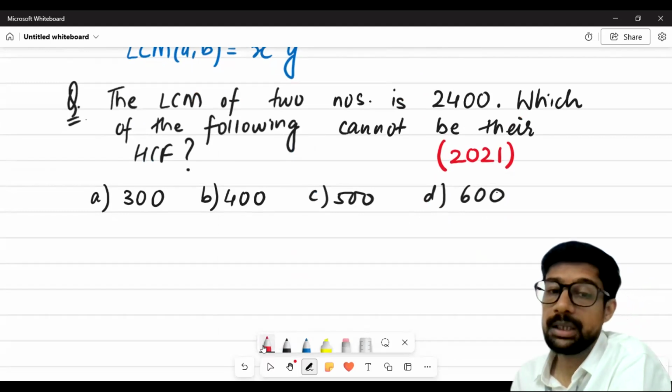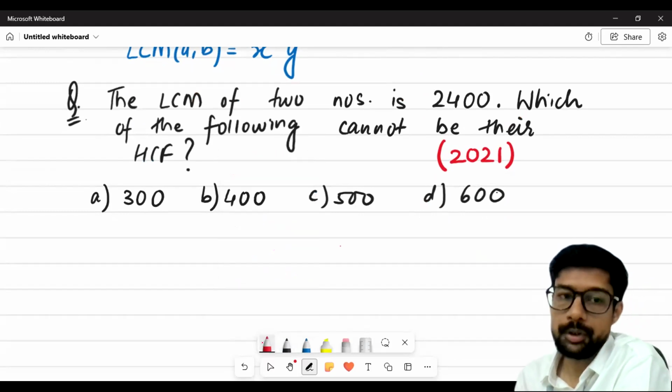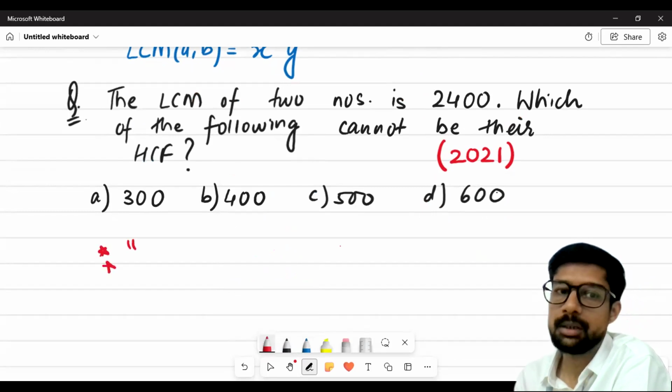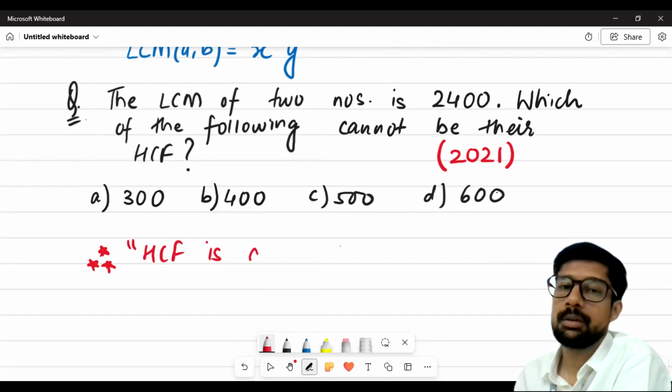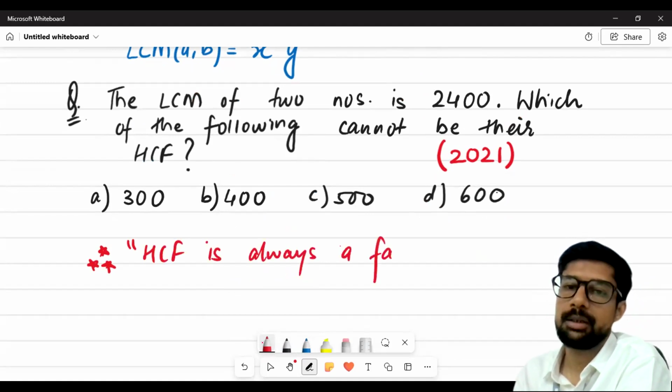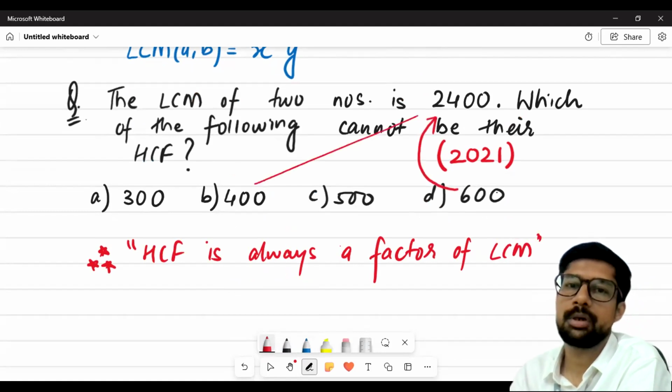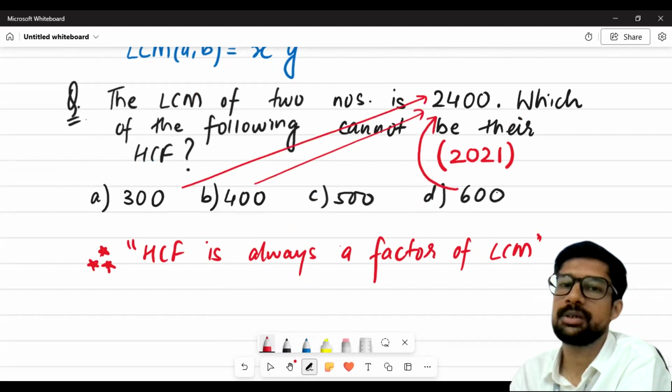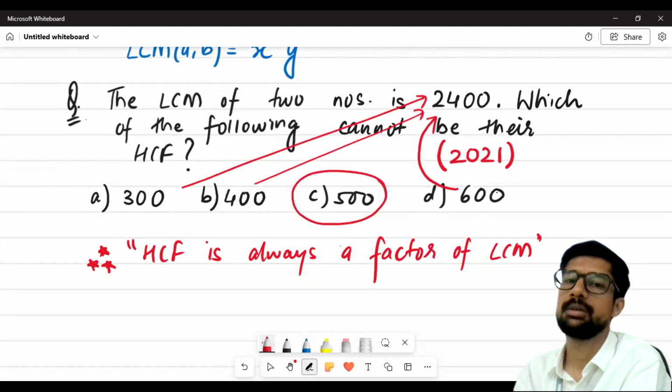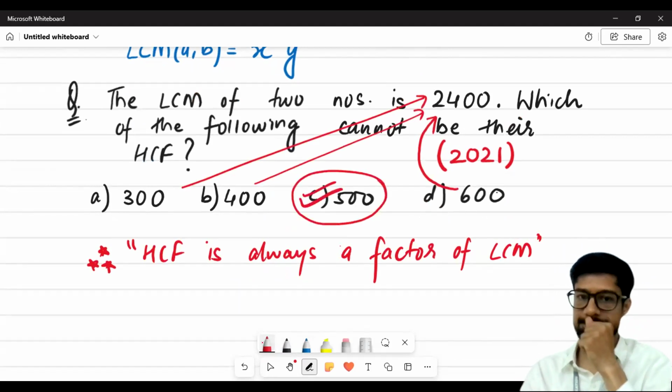And we had studied the concept. The concept was, we noted that too. We highlighted that concept that HCF is always a factor of what? LCM. So yes, 600 is a factor, 400 is a factor, 300 is a factor. The remaining one is 500. So that clears. Okay.